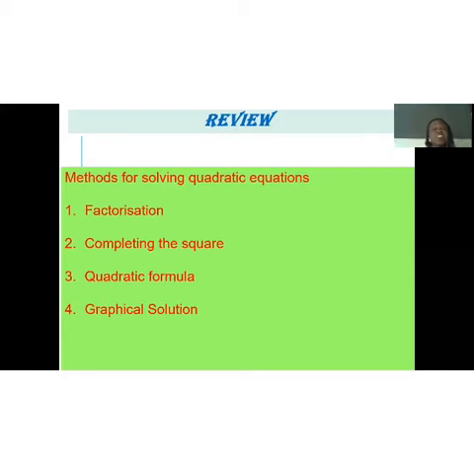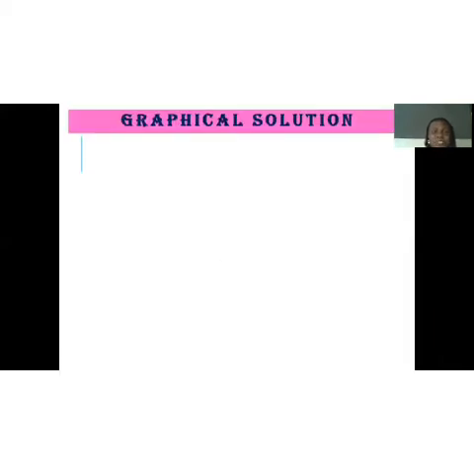So we're starting with the graphical solution today. If you have graph paper, you can make use of that to work on your own solution. So let's start. We don't have much time, and we have a lot to do today, so let's try to cover as much as possible.